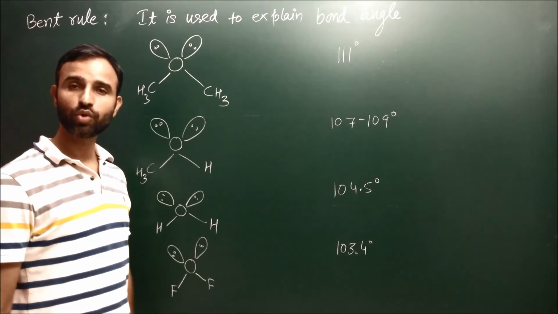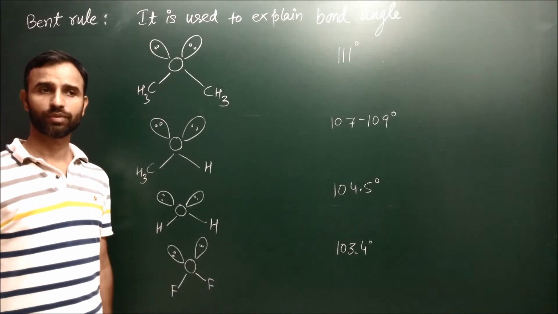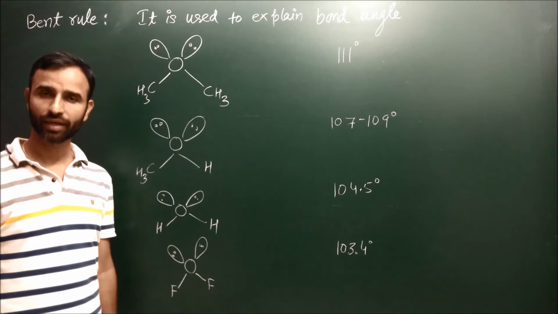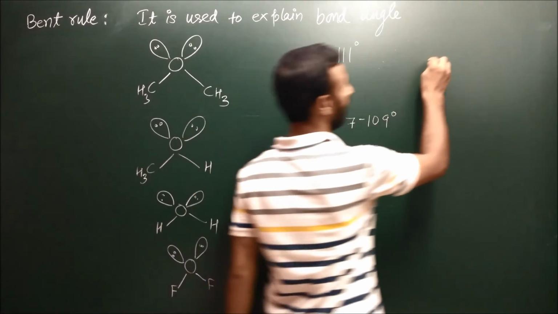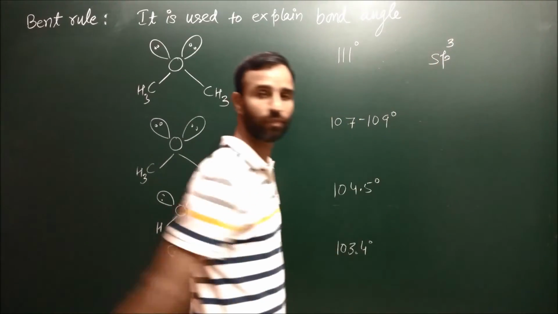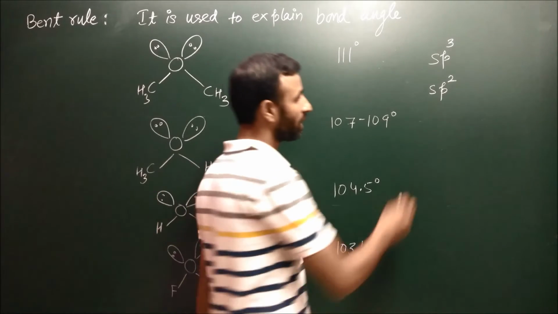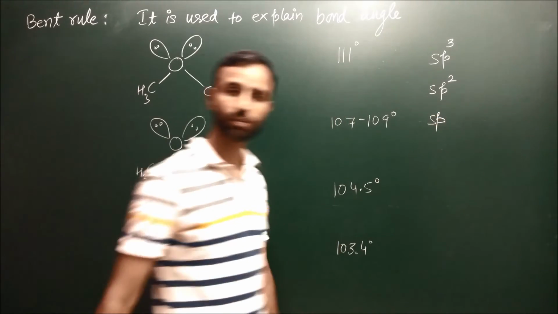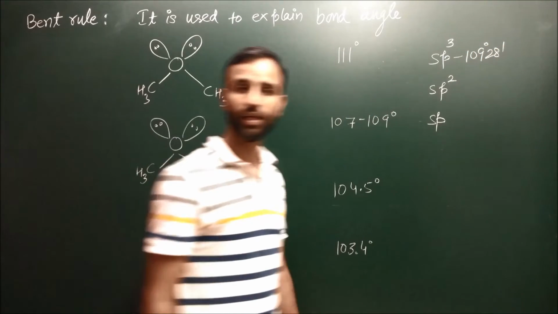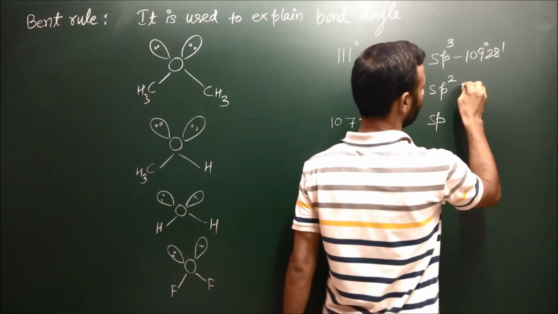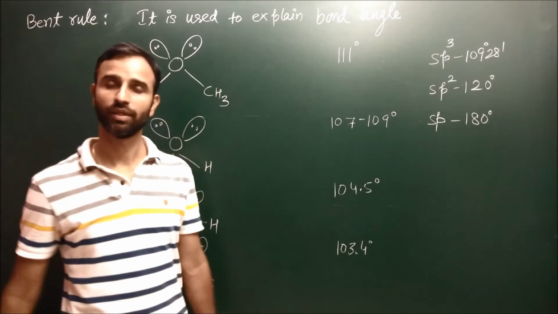Bent's rule can be used to explain the bond angle. If you see ethane, ethene, ethyne, the hybridization in ethane is sp3, in ethene it is sp2, and in ethyne it is sp. For sp3, the bond angle is 109 degree 28 minutes. For sp2, the bond angle is 120, and for sp, the bond angle is 180.